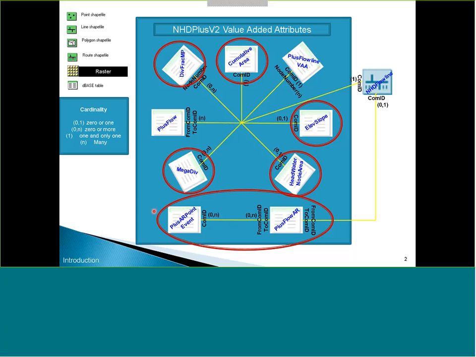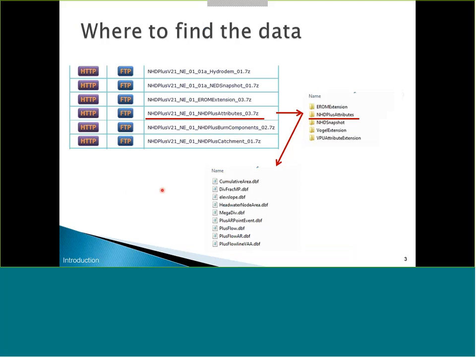Okay, the tables, this is the schematic that Cindy introduced earlier, and these are the tables that I'll be talking about in this presentation. Here's cumulative area, and I'll just talk about these as I go through them. There are several tables in the value-added attributes. Now, here's where you find them. They're, of course, in NHDPlusAttributes, which is the folder for your VPU, and then these are all of the tables that show up in the NHDPlusAttributes folder.